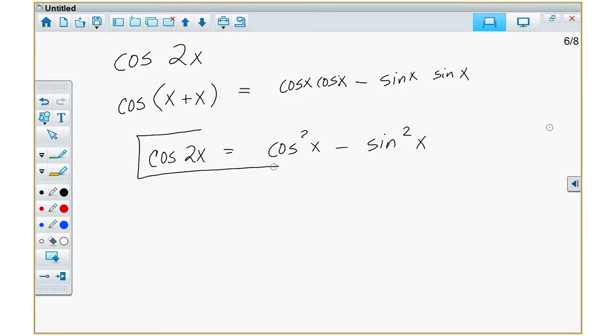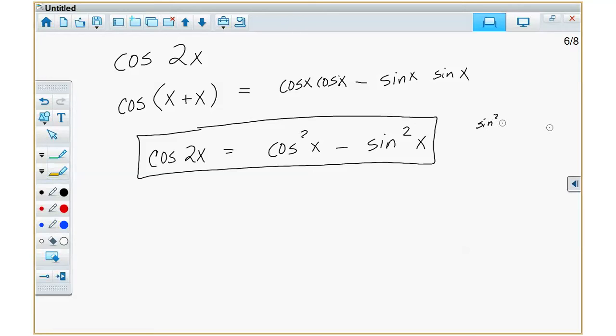You don't like this, but you can write it like that. There's no problem with that. But I want you to take the Pythagorean identities and write this two different ways, rewrite it in terms of cosine and rewrite it in terms of sine. So that means you're going to take one of them out and plug in something. I'll show you the first one.